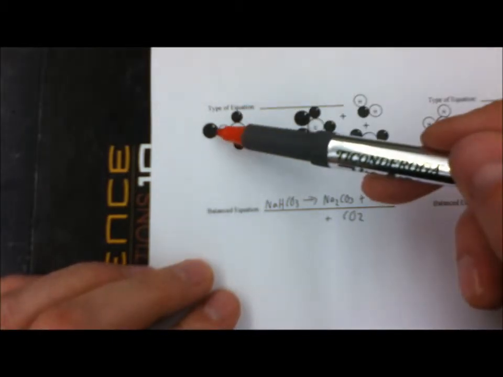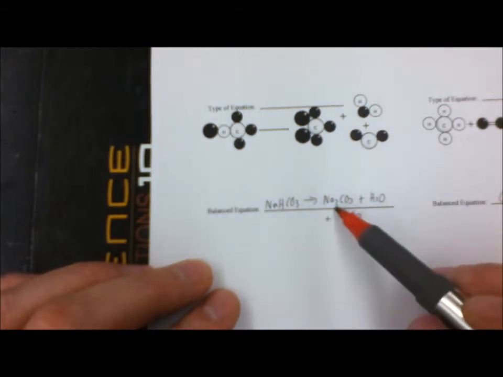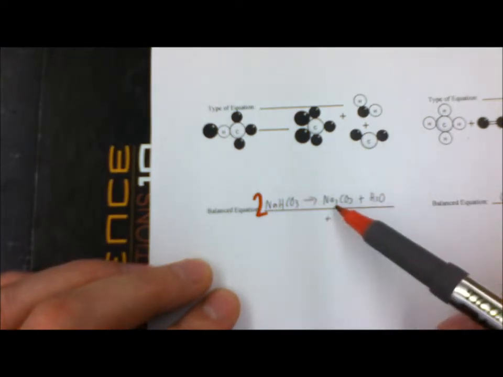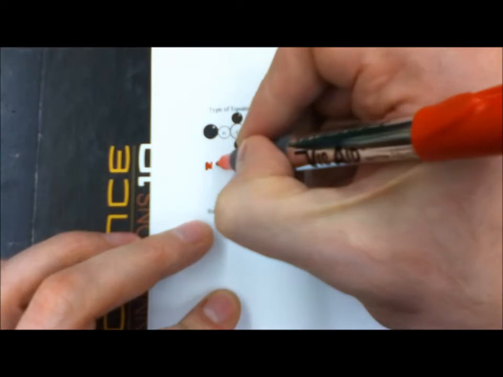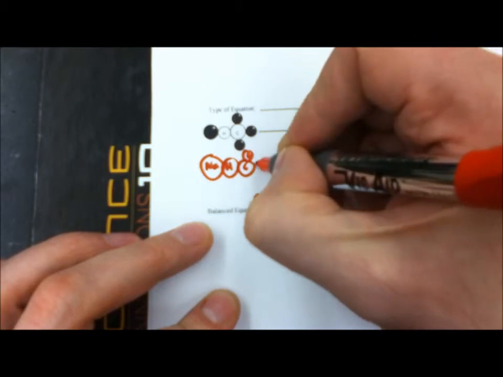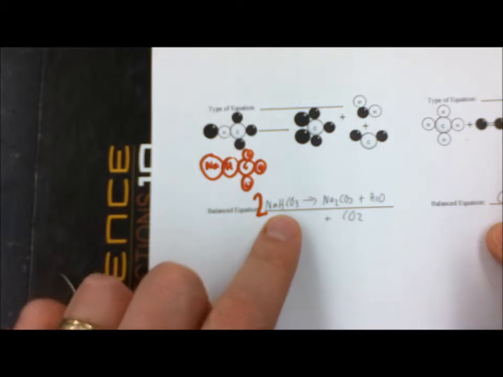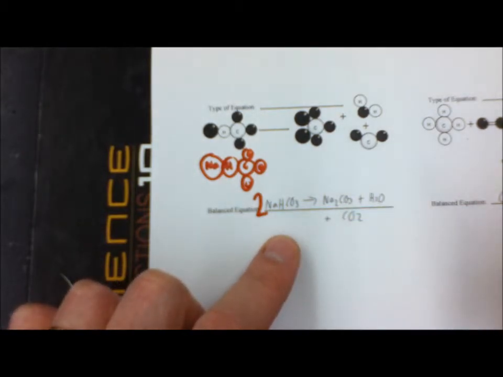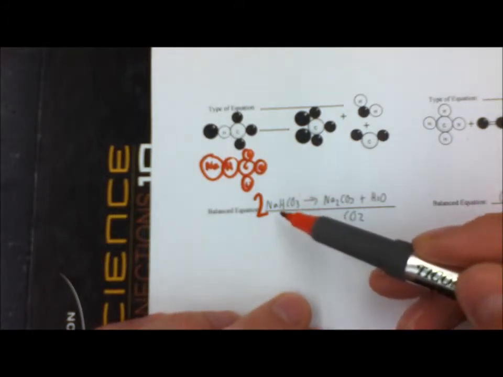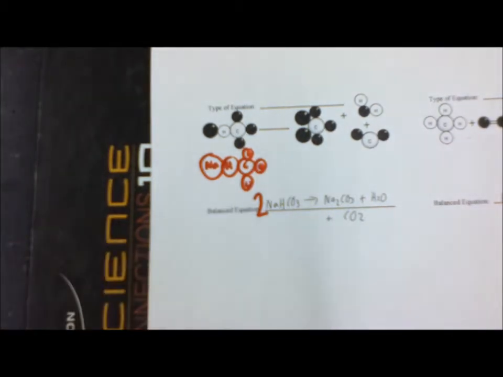Let's start with sodium. We've got 1 sodium, 2 sodiums there. If we put a 2 in front of that, now we've got 2 sodiums, 2 sodiums, so the sodiums are balanced. Let's represent that with our drawing: 2 molecules of sodium bicarbonate, 2 sodiums, 2 sodiums. Let's look at something else. How many carbons do we have? We have a carbon in here, but we have 2 of those molecules, so 1, 2 carbons. We have 1 carbon there, 1 carbon there. So the carbons are balanced.